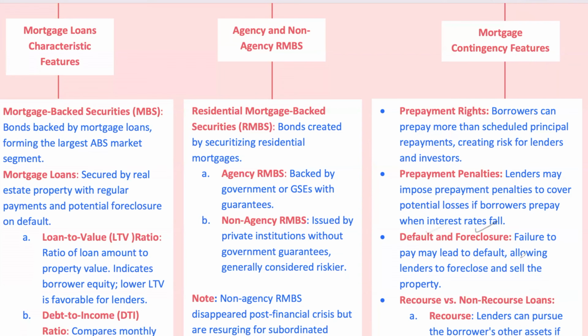Default and foreclosure are also critical considerations. If a borrower fails to make payments, the lender can foreclose on the property, take possession, and sell it to recoup losses. However, if the property's value has dropped below the loan balance, a situation often referred to as underwater, the proceeds might not fully cover the lender's losses.